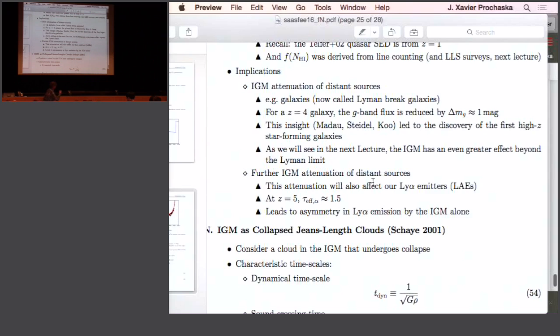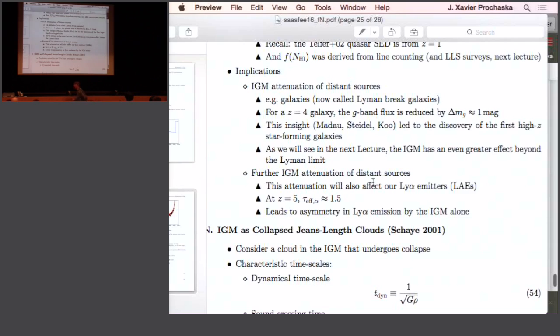This also leads to the attenuation that we've been seeing for the Lyman-alpha emitters. The depression, if you will, of the blue side of the Lyman-alpha line is due to the IGM, and it's this effective opacity as well. And that's probably the right place to stop.